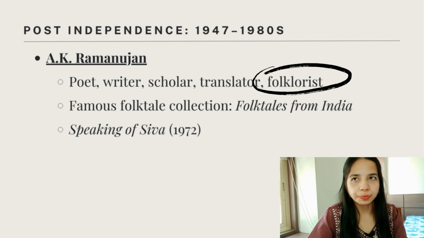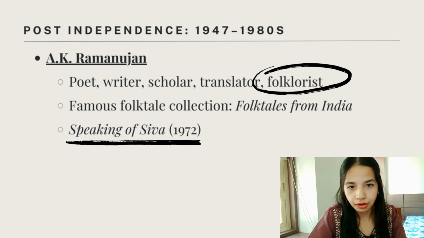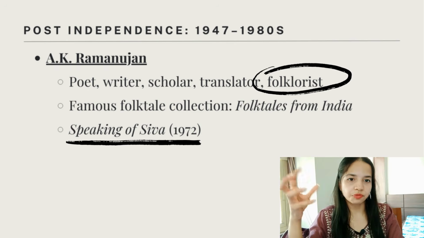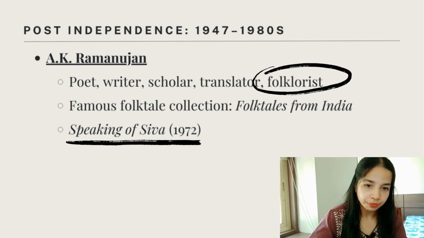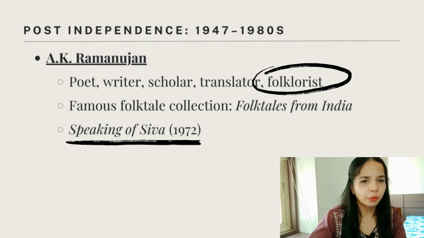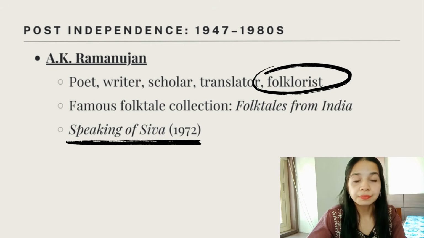Some of his most popular and important poems that you need to understand are Speaking of Shiva, published in 1972, that he translated from Kannada verses into English. At the same time, some major poems are Obituary, A River. His poems generally talk about identity, language, and memory.